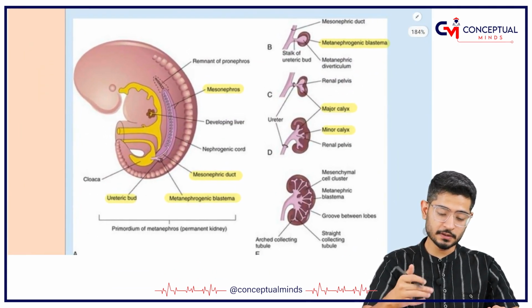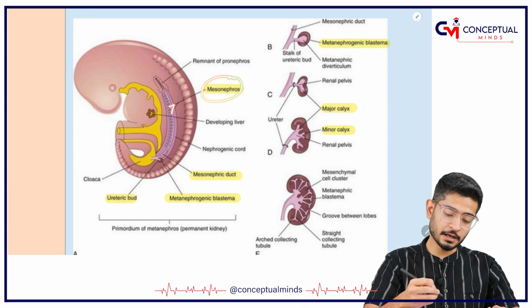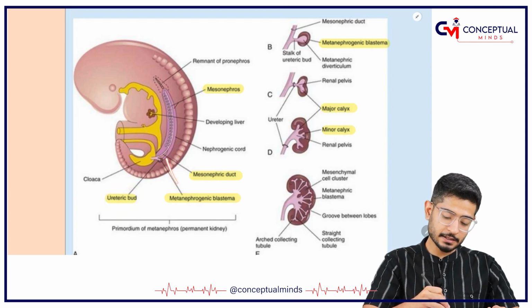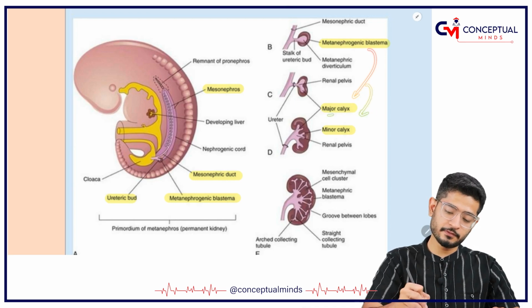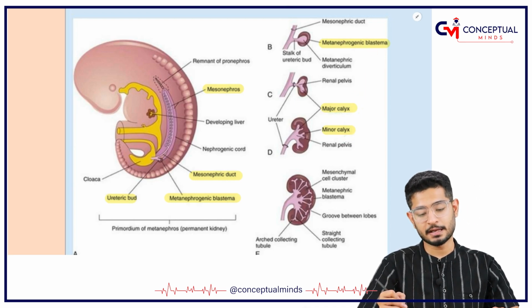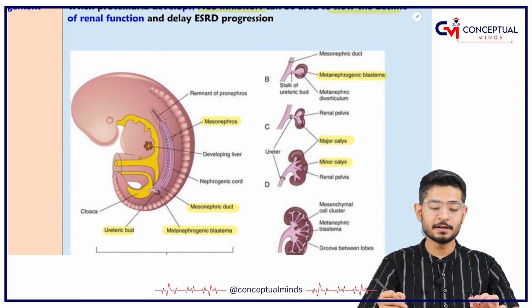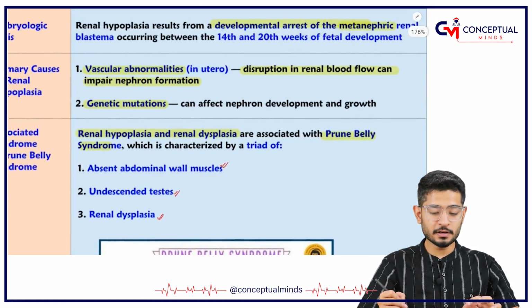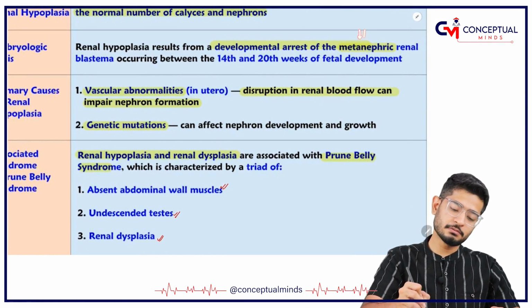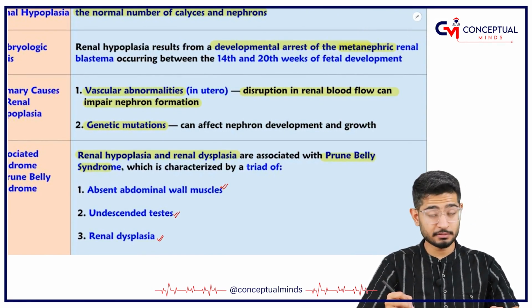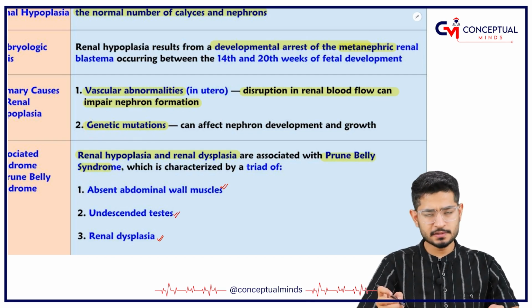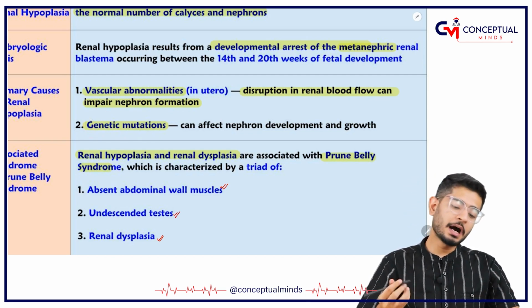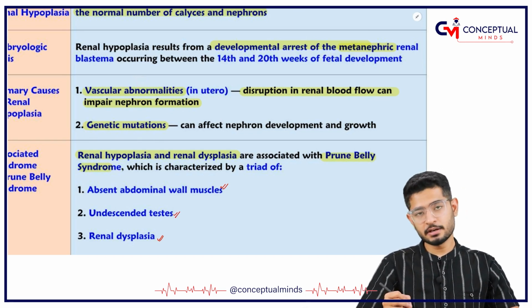Let me just show you this. Can you see? This one is the mesonephric duct, and this is the ureteric bud, and there is some metanephrogenic blastema also. This metanephrogenic blastema is responsible for formation of major calyx as well as minor calyx. Because of a defect in the metanephric renal blastema, the renal development does not take place properly. Why? One, there can be some genetic mutations involved in the development of the kidney. Other things can be vascular abnormalities in utero.